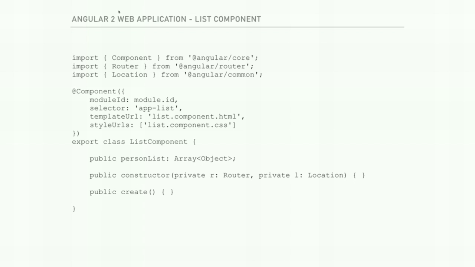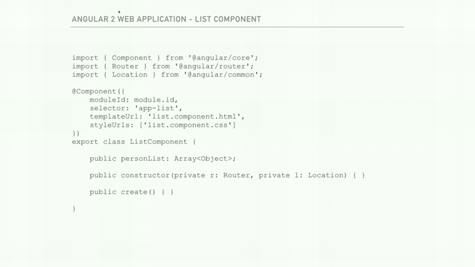All right, so this code would be the list component. So this goes with the first screen that you saw in that particular web application. First of all, we're importing some core essential Angular 2 components. We're including the component so that we can pair it with an HTML file. We're including the router so that we can do navigation. And then location will be similar to the router, but I'll explain that in a second.